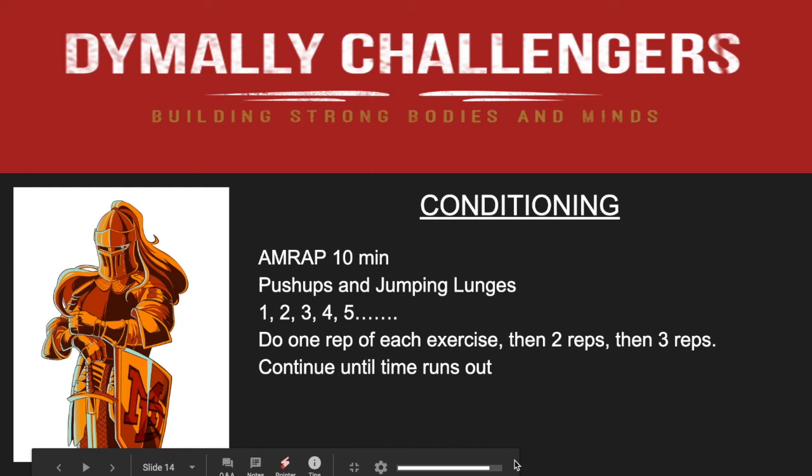How you will score this: if you had finished the round of 17 push-ups and 17 lunges, and you're in the middle of your round of 18 push-ups when time is called, your score would be 17. Okay. If you had completed the round of 10 and you were in the round of 11 when time expires, again, your score would be a 10.